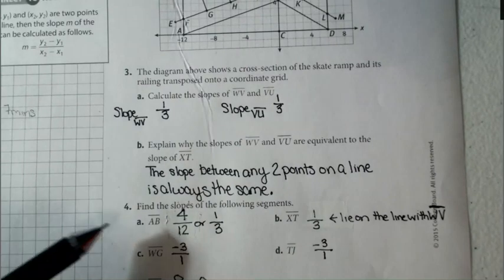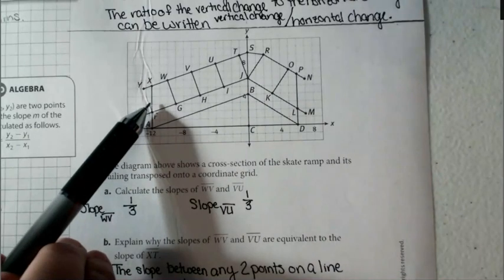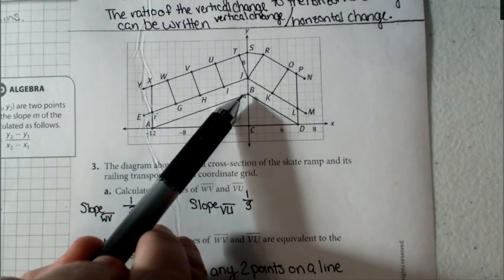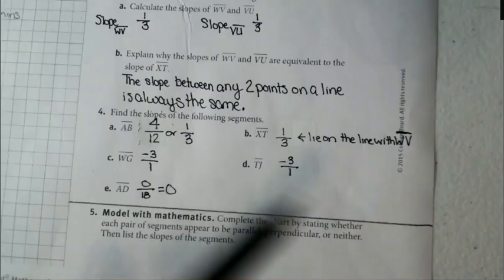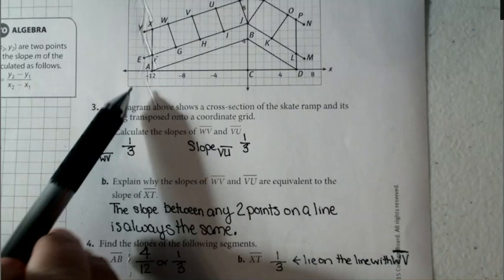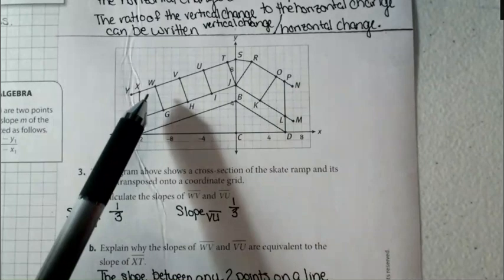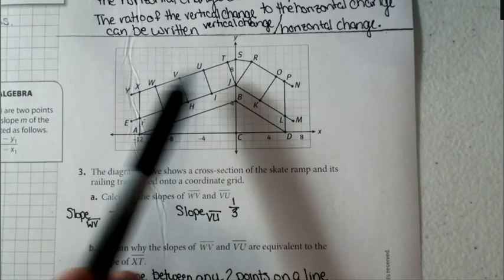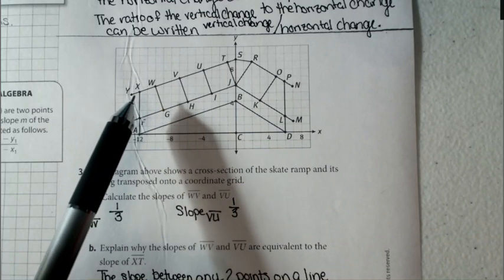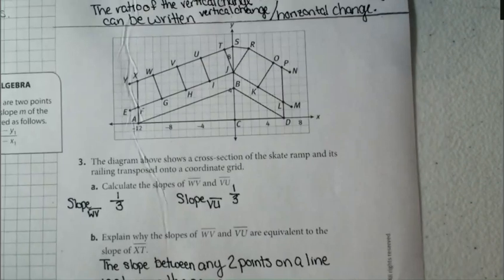So number 4 said AB. I said, well, to go from A to B, I went up 4 units and I went over 12. So 4 over 12 was 1/3. X over T, now I had already referenced X over T back in question B of number 3. It would have been very hard for you to calculate XT because you couldn't count up and over because X is at an approximated point. So I just said, well, if it lies on the same line as those other points, then it also has to be 1/3.